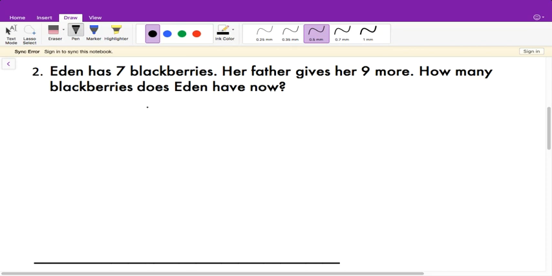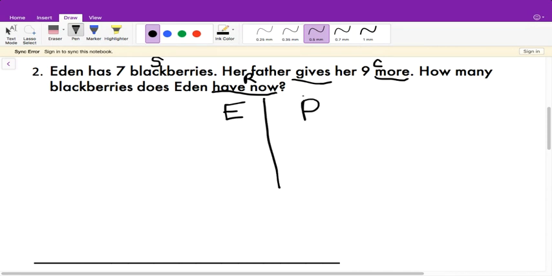So I'm thinking this problem has to be a start change result because she's starting with 7 blackberries. That's the start. And then her father gives her more. So that is an action. It's changing the amount that she has. And then how many does she have now? Whenever we see how many does she have now or at the end, that's our result. That's a new amount that we have after this change. Okay? So let's write our equation and then we can draw our picture to solve it.